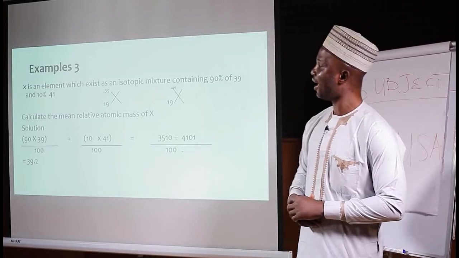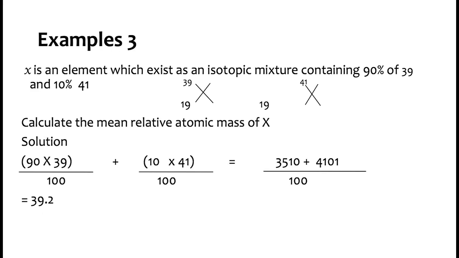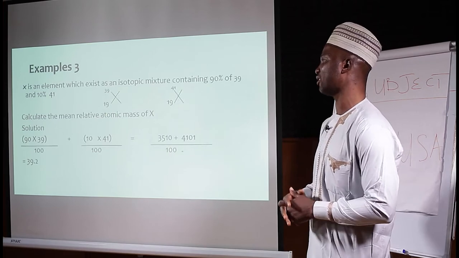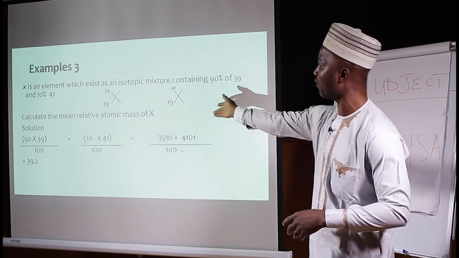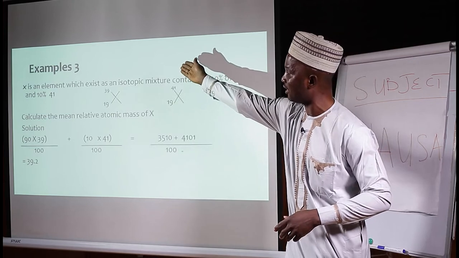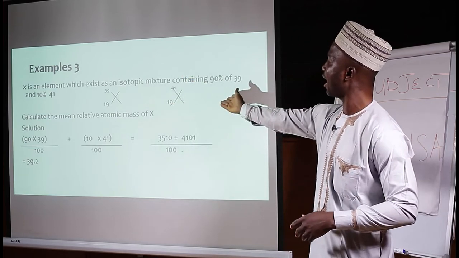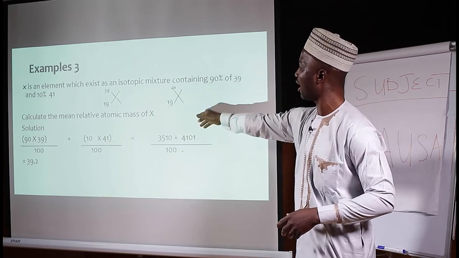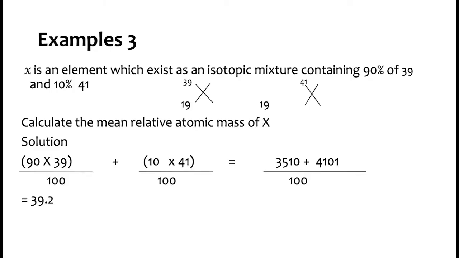Now, the question says, X is an element which exists as an isotopic mixture containing 90% of 39 and 10% of 41. Meaning that they are isotopes having the same atomic number but different atomic masses. So if you look at this isotopic mixture, you find out that X has atomic mass of 39 but atomic number of 19, and the other has atomic mass of 41, atomic number of 19. Remember that the first one is 90% in abundance in the atmosphere, while the second one is 10% in abundance in the atmosphere.